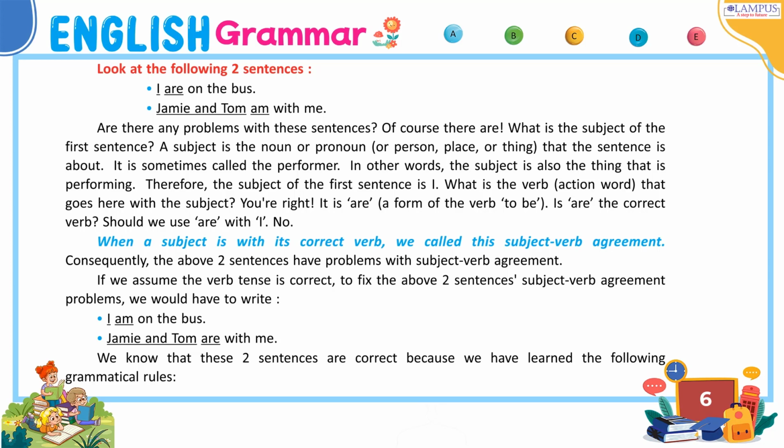Consequently, the above two sentences have problems with subject-verb agreement. If we assume the verb tense is correct, to fix the above two sentences' subject-verb agreement problems, we would have to write, I am on the bus. Jamie and Tom are with me. We know that these two sentences are correct because we have learned the following grammatical rules.